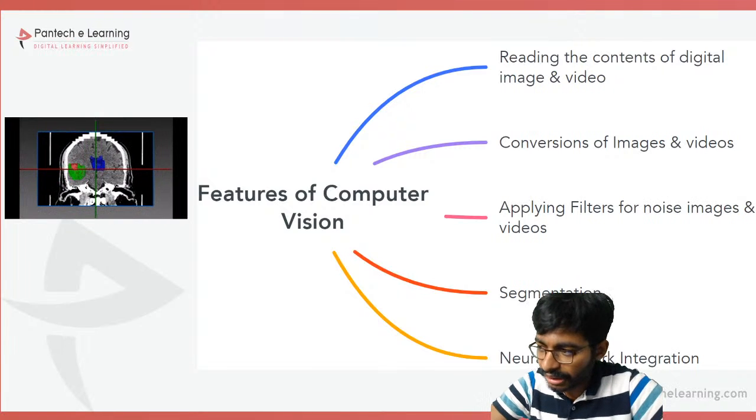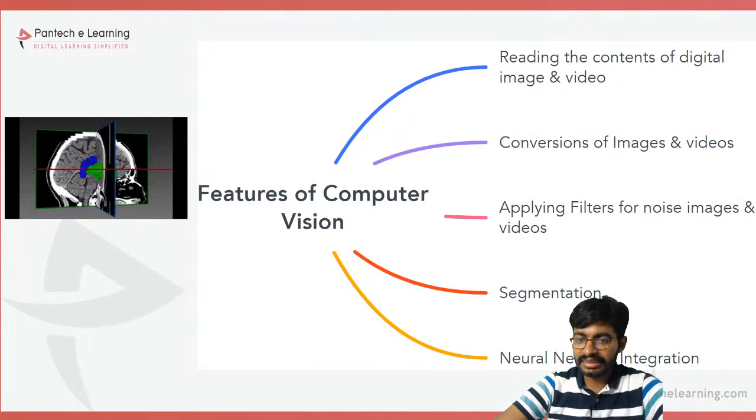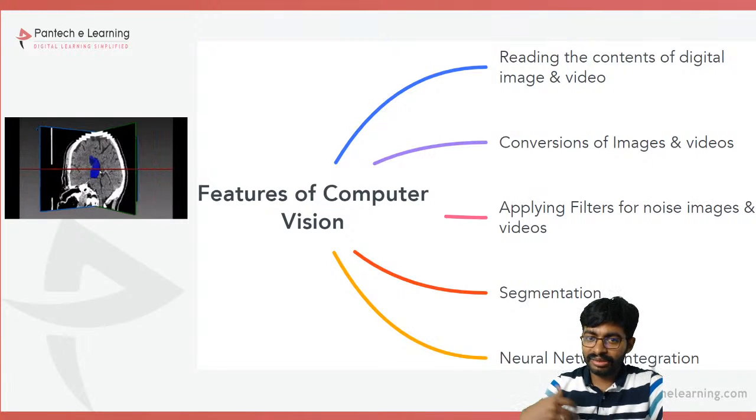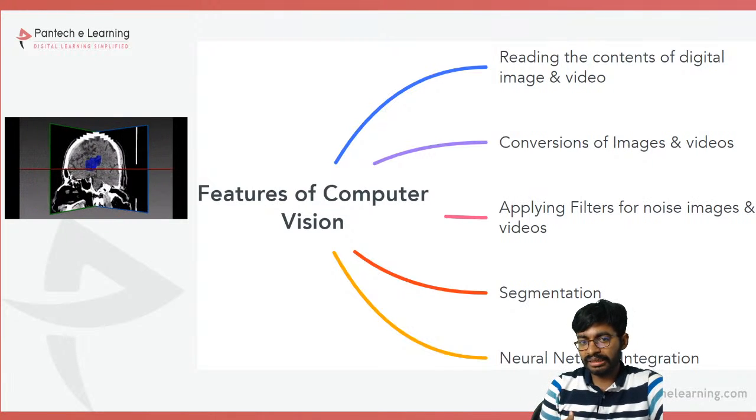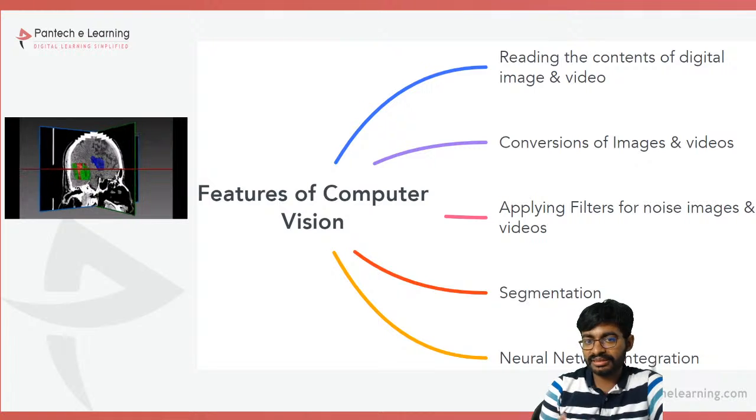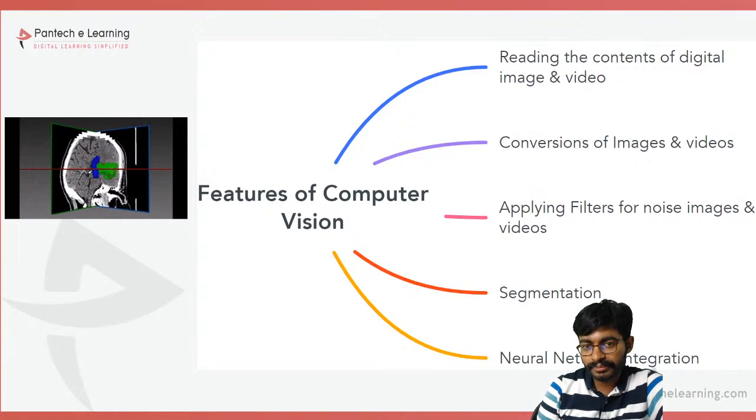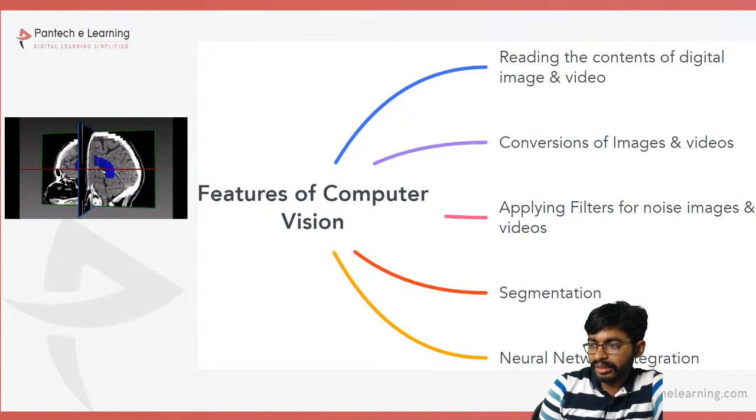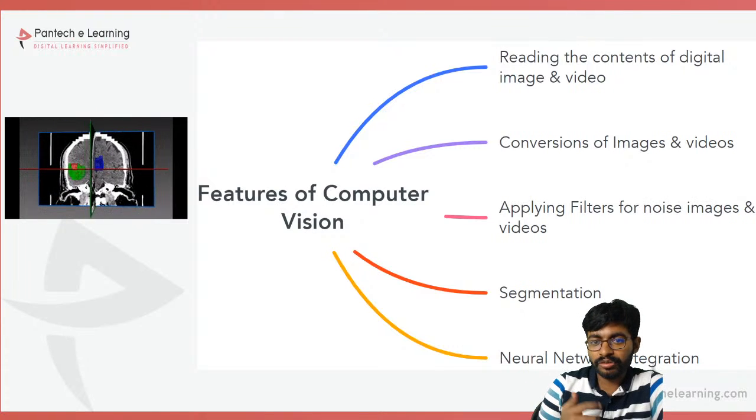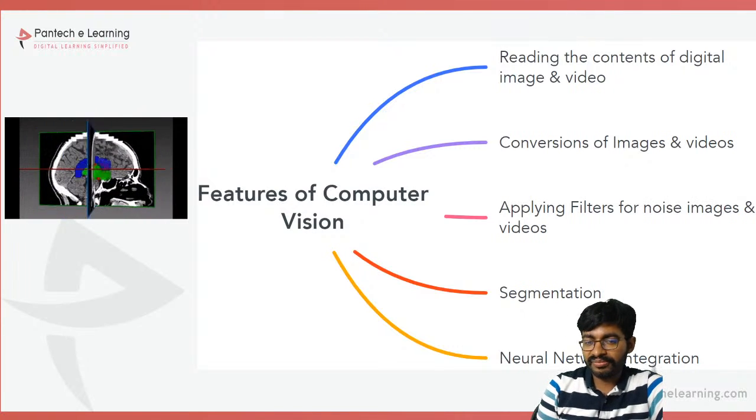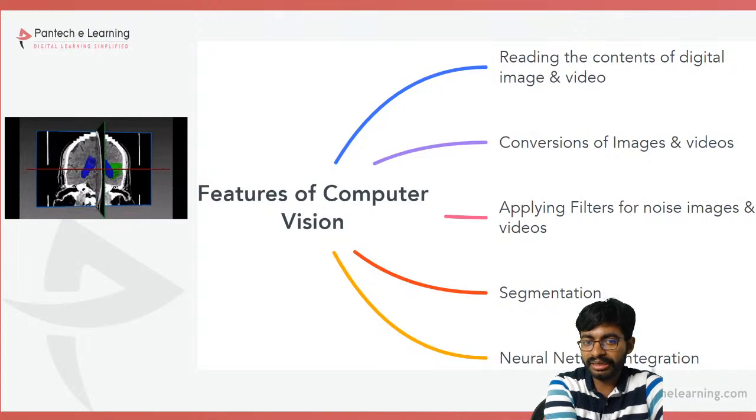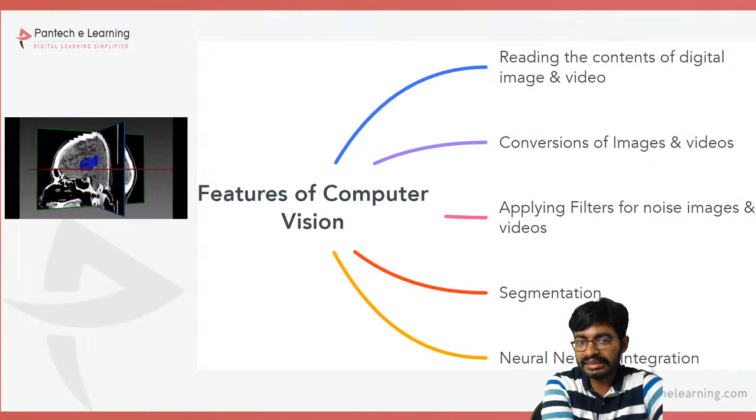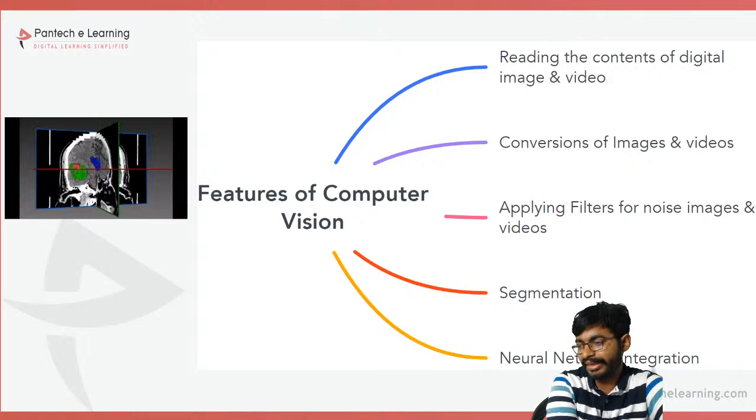Neural network integration is nothing but after collecting all those images or video, we have to train one of the networks. That particular network will be created here. We can say any kind of neural network over there. So through that particular vision process, the classification or regression will be taking place.